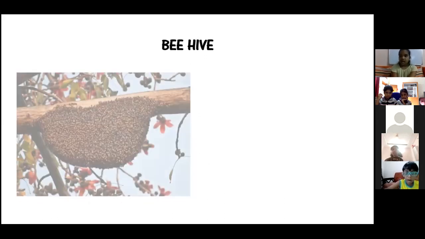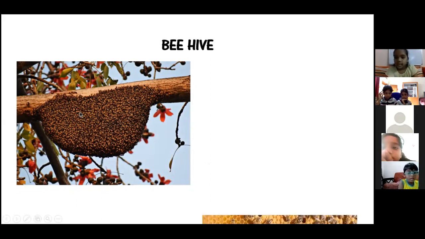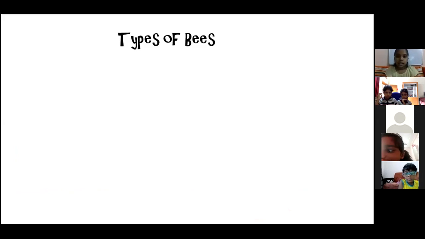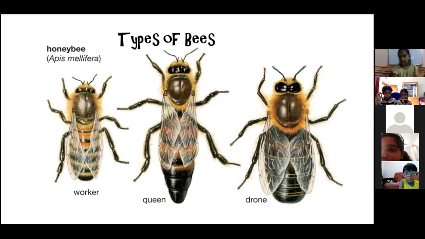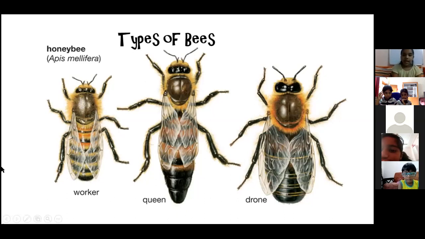A beehive. A beehive is a place where bees live. It is a place where the bees stay, and they use it to store the honey and nectar, just like a home. Inside they build wax cells. They have hexagonal shapes. Then the types of bees in a hive. So there are a worker bee, queen bee, and drone bee.